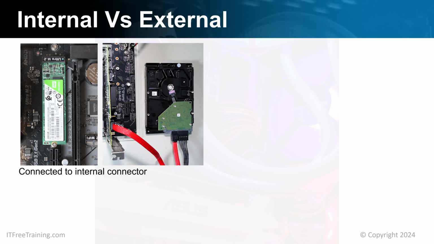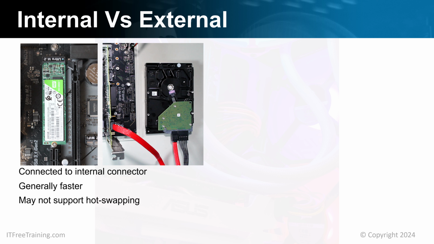Internal storage is essentially connected to the computer via an internal connector. That is, a connector inside the computer that is not accessible from the outside. You can see in this example an M.2 solid-state drive used as internal storage. You can also see this hard disk is an example of internal storage, although it is not physically mounted inside a computer case. The point being, if the connector is inside the computer and not accessible from the outside, it is considered internal storage. Internal storage is generally faster and less likely to support hot swapping.